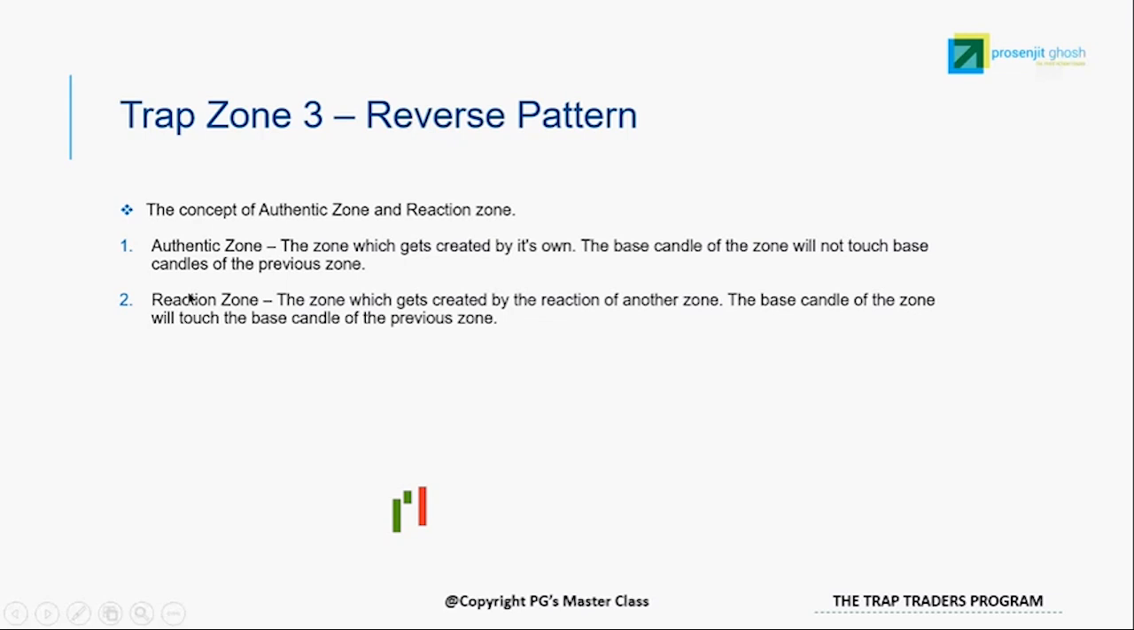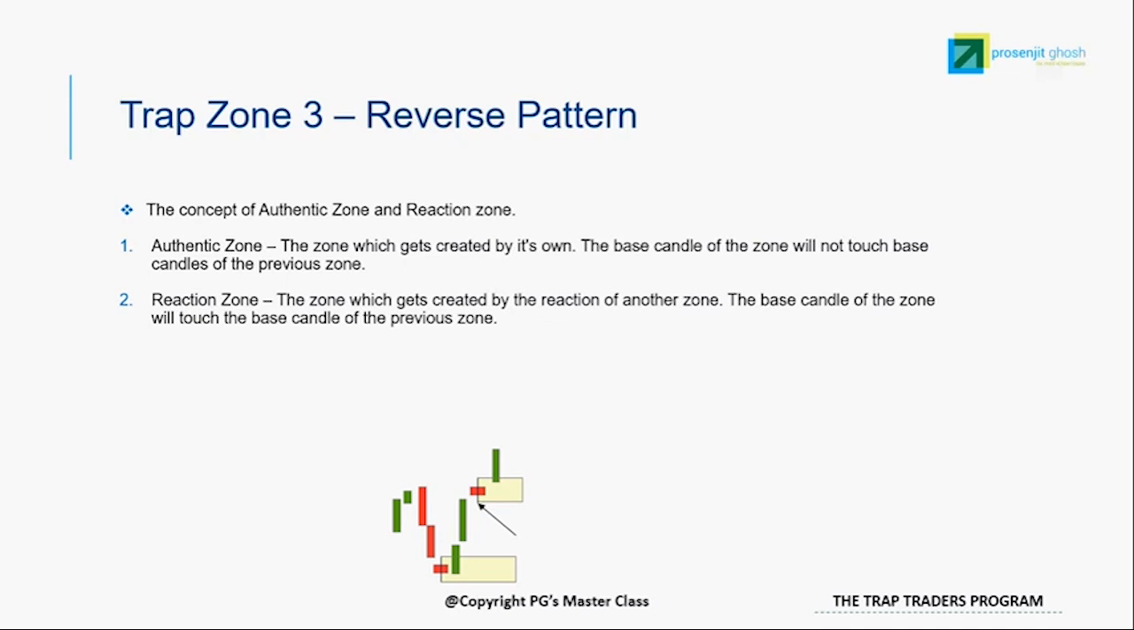So how does it happen? Look. Price moved down and created a drop base rally. This is a demand structure. Then price moved up, then again price stopped and created a rally base rally. So this is also a demand structure.